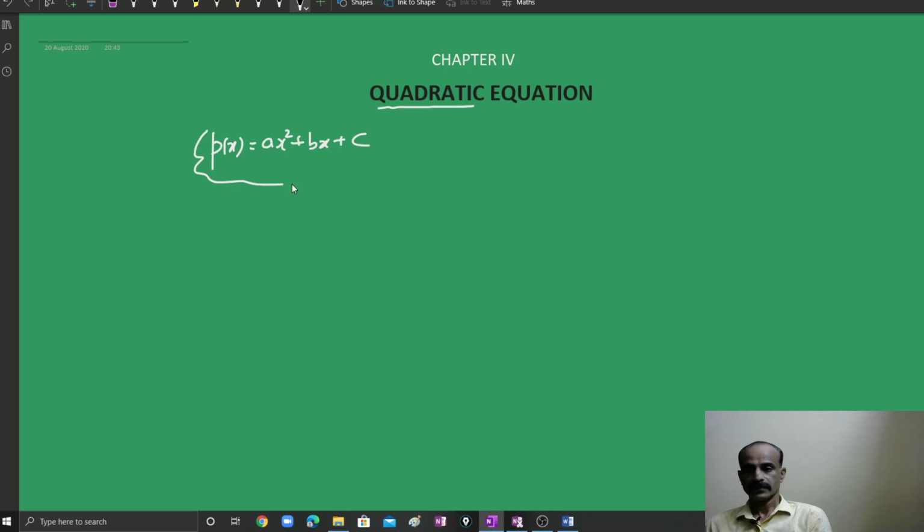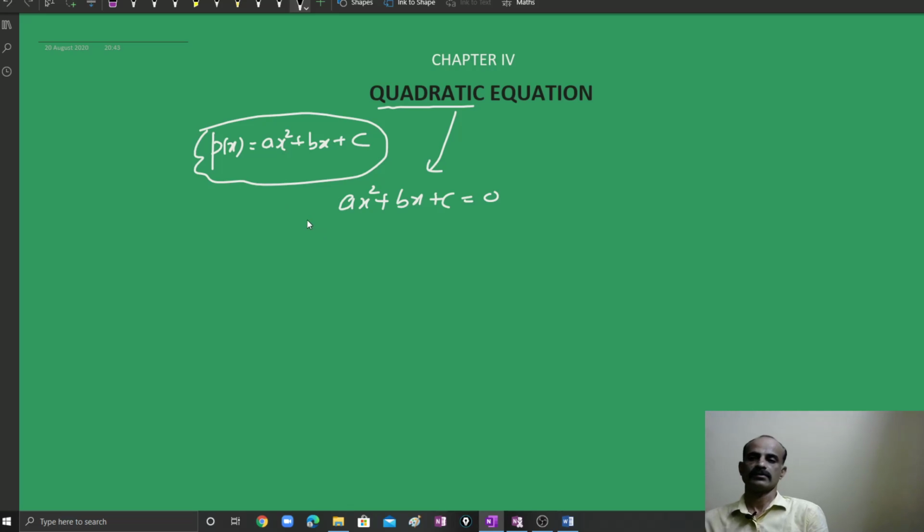Now, what do you mean by a quadratic equation? A quadratic equation is nothing but a second degree equation, or an equation of the form ax square plus bx plus c equal to 0. Second degree equation. Let us put down some examples here side by side.